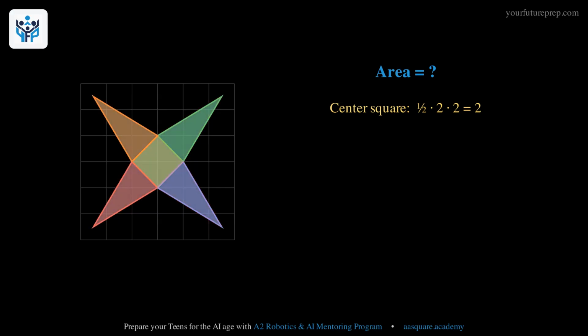Now the 4 arms, they are all congruent, and each one covers 2 square inches of the grid. 4 arms at 2 each is 8 square inches.